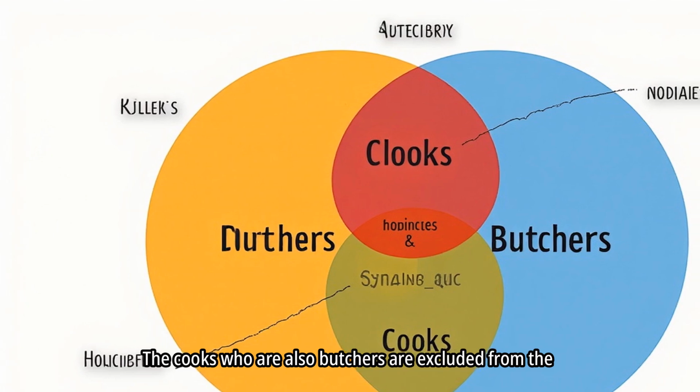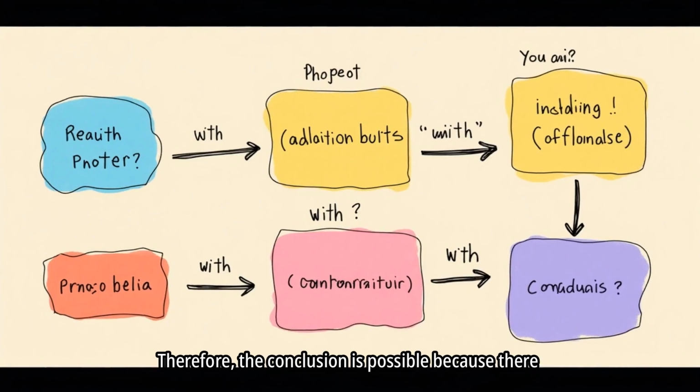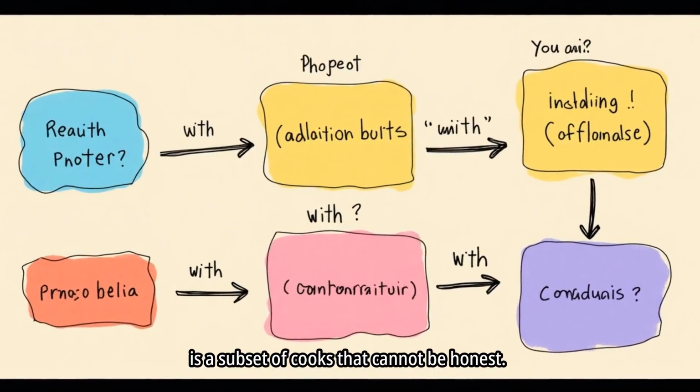The cooks, who are also butchers, are excluded from the set of honest people. Therefore, the conclusion is possible because there is a subset of cooks that cannot be honest.